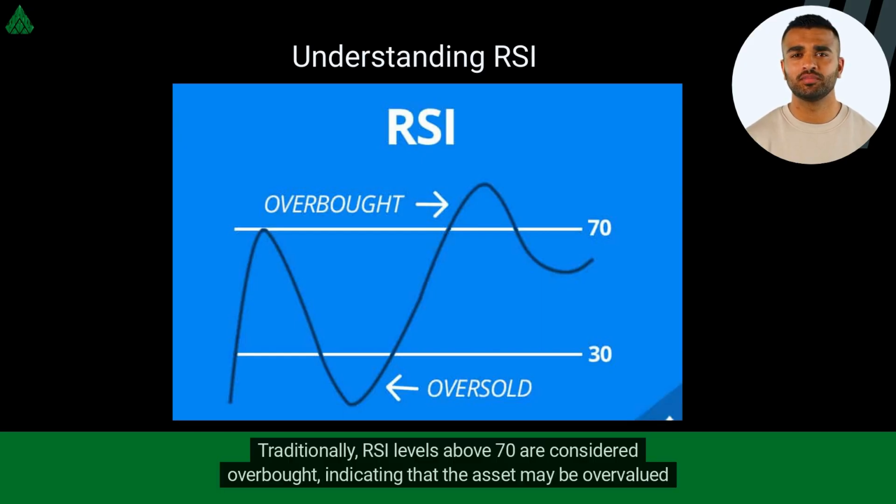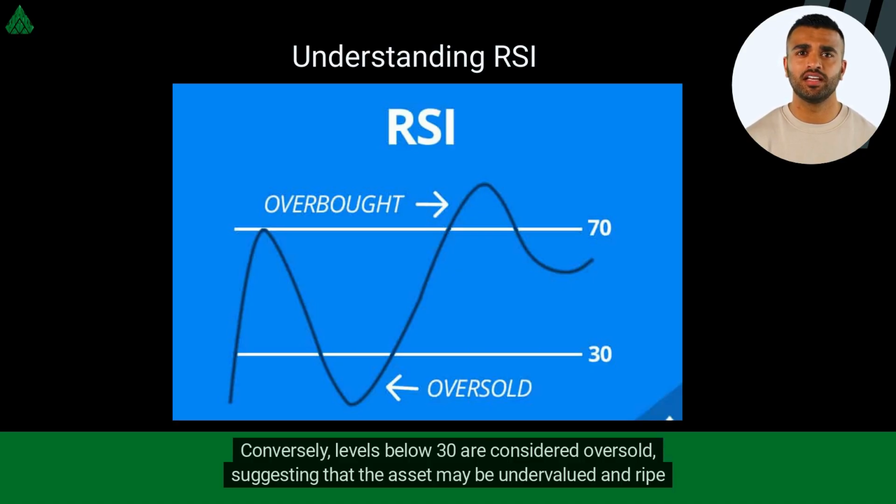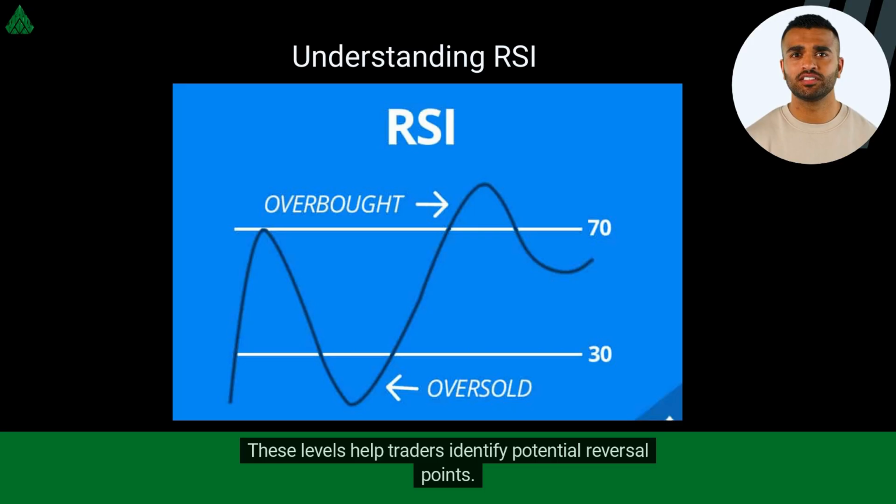Traditionally, RSI levels above 70 are considered overbought, indicating that the asset may be overvalued and due for a correction. Conversely, levels below 30 are considered oversold, suggesting that the asset may be undervalued and ripe for a rebound. These levels help traders identify potential reversal points.